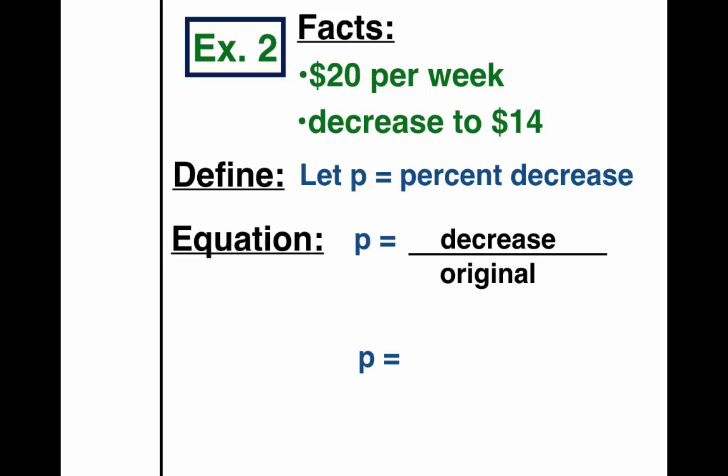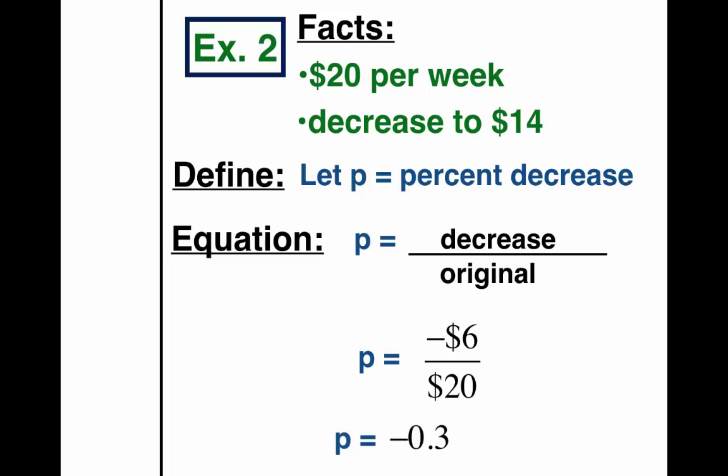That's a $6 decrease. That's negative. That's down. But she originally had $20. So she has negative $6. She went down $6, and she started with 20. So now we grab a calculator, and we do negative 6 divided by 20.